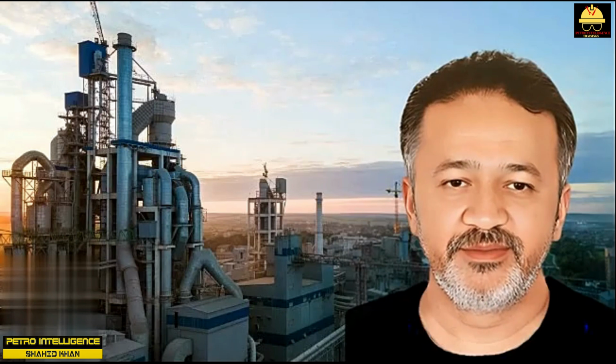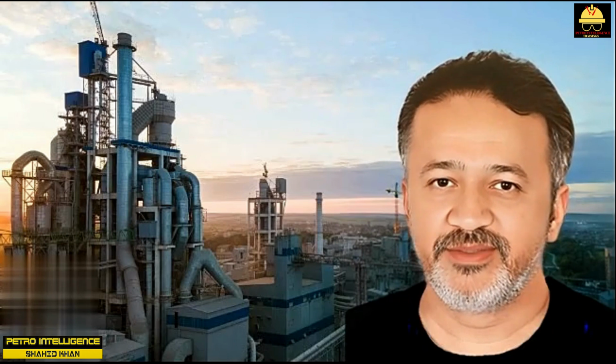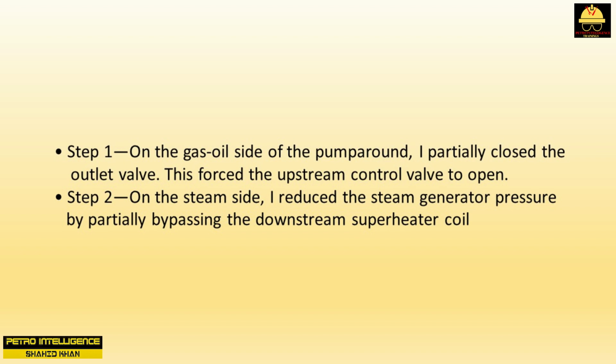Detecting tube leaks on stream. An engineer was recently working a job at a refinery. The pump-around trim cooler steam generator for the fractionator was thought to be leaking water into the pump-around return hot gas oil flow. To verify the leak, he proceeded as follows. Step 1, on the gas oil side of the pump-around, he partially closed the outlet valve. This forced the upstream control valve to open. Step 2, on the steam side, he reduced the steam generator pressure by partially bypassing the downstream superheater coil.